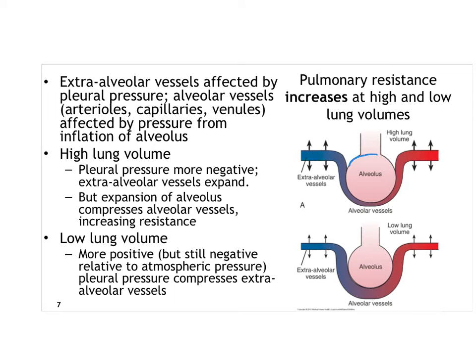So we're talking about what impact the alveolus has within my pulmonary circulation when it comes to resistance. This is a concept, so you need to pay attention. It's a concept that confuses most people. The statement is made that pulmonary resistance increases at high and low lung volumes. How can it increase with both of those when they're the opposite? Well, it does it in two different ways.